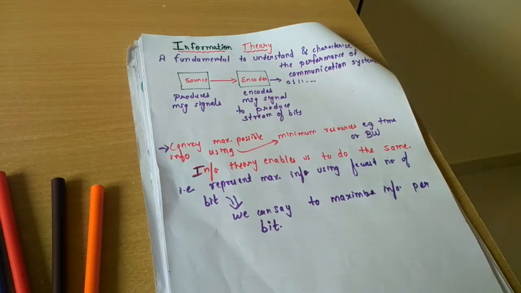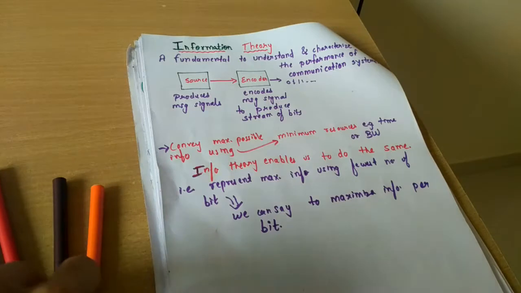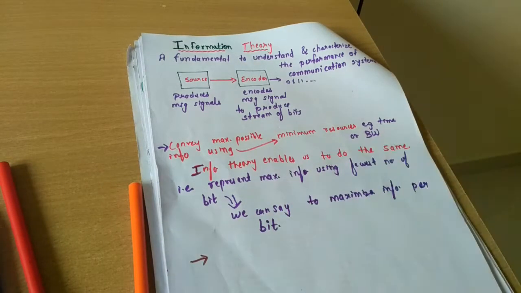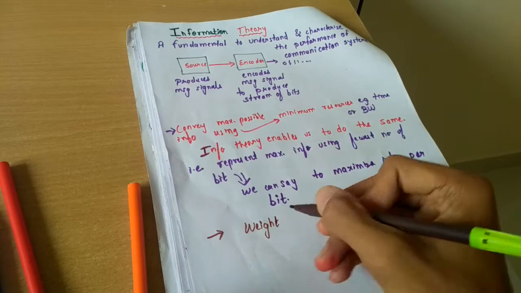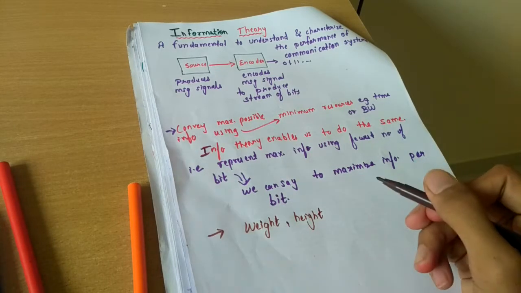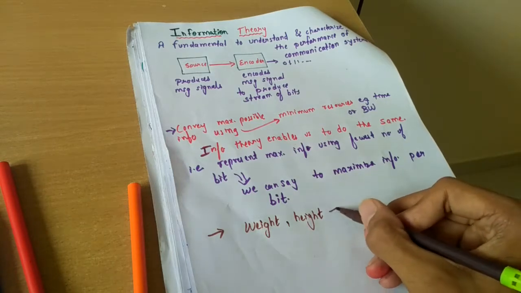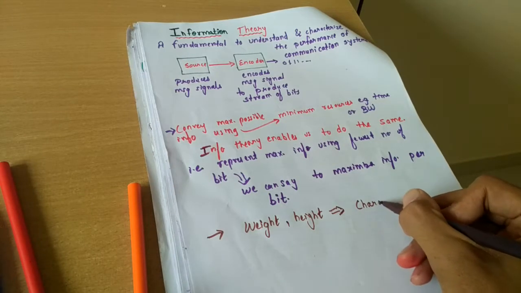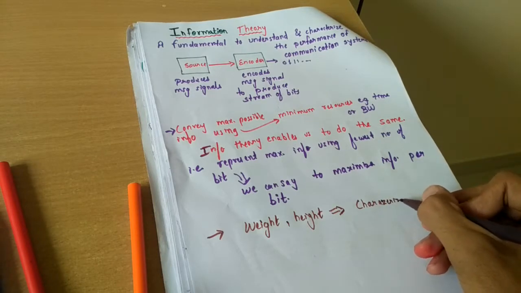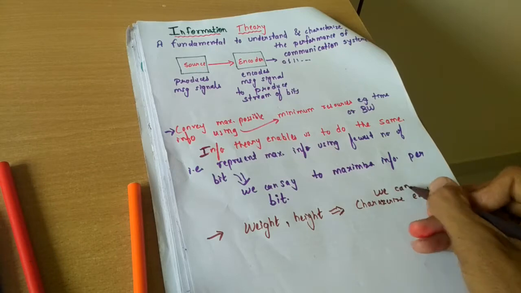Now one question may arise in your mind: how to characterize something abstract? Obviously this information is an abstract value. So how to characterize this? For example, let me give one simple example which is helpful in understanding things. Height, weight, all these are physical attributes, right? So all these physical attributes can be characterized easily.